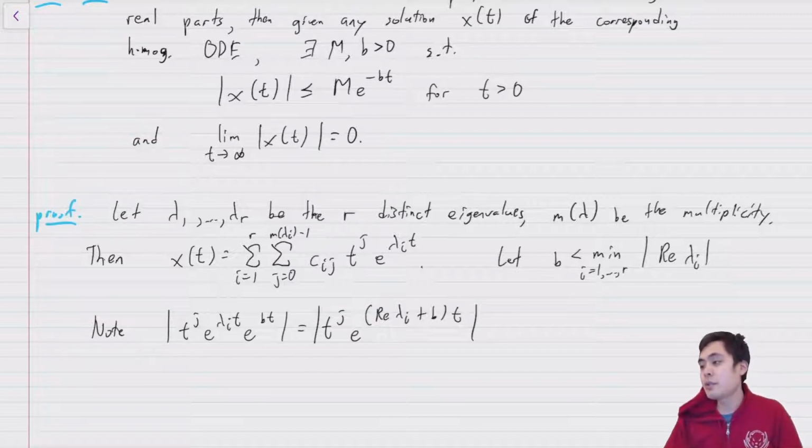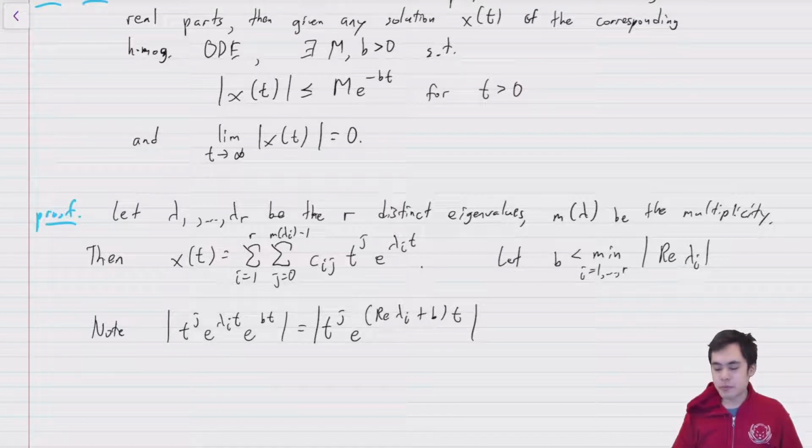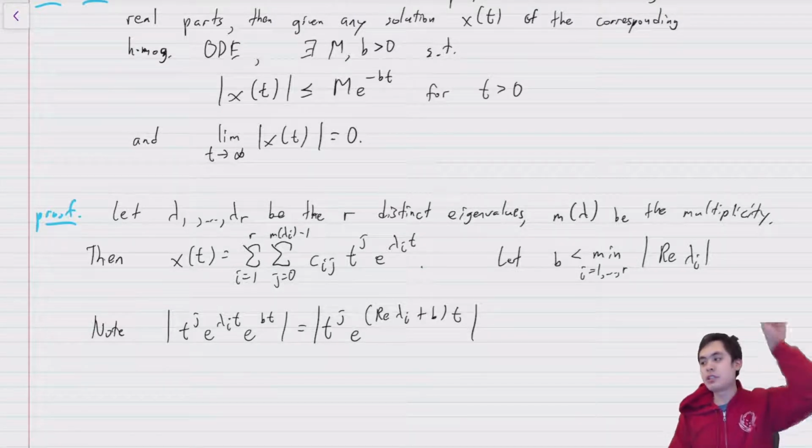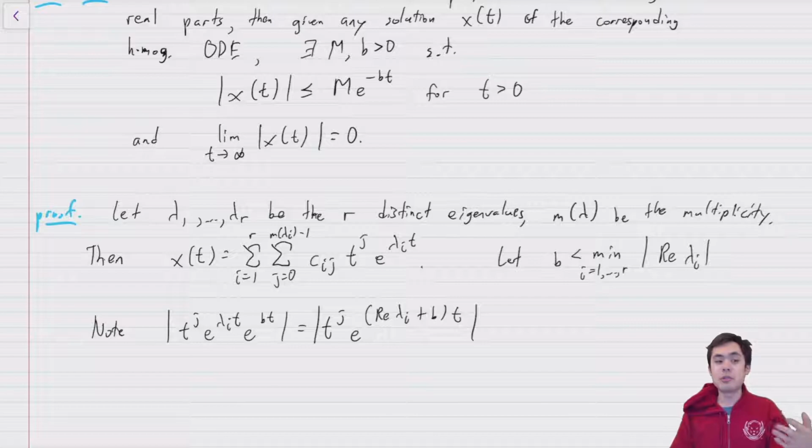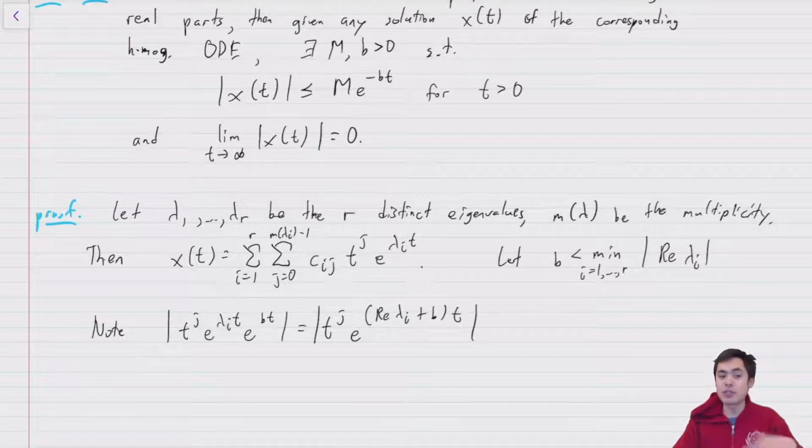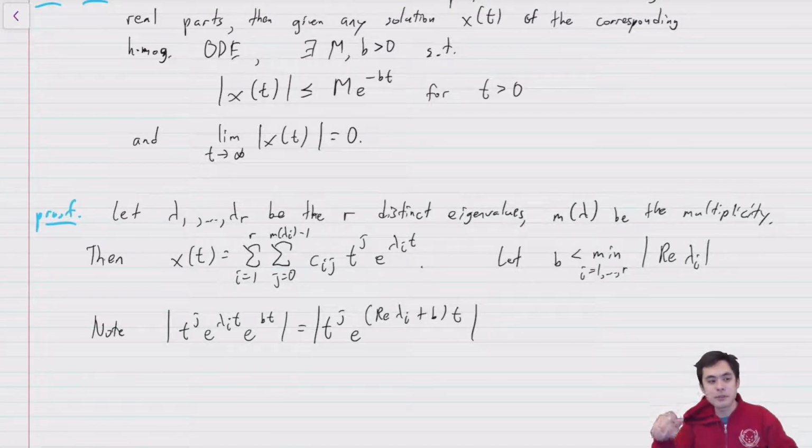Why is this the case? Well, it's because e to the it, or e to the ia for any imaginary number, just goes around the unit circle, and so the modulus of that is going to be equal to 1, and so you can factor that out. And so you can factor out the imaginary component, and so you're left with the real component, and of course when you multiply together exponentials, you're adding together the exponents.